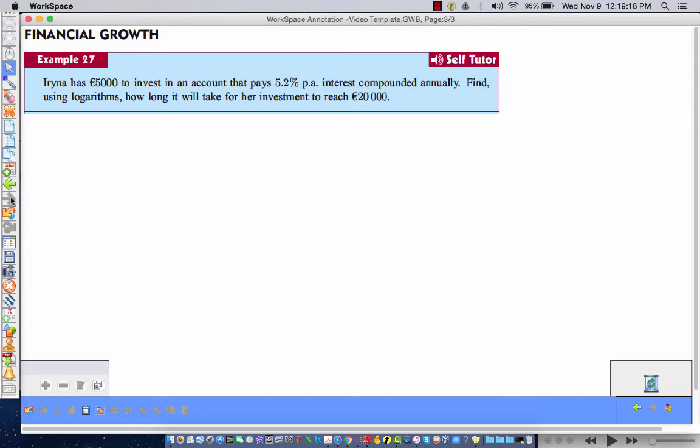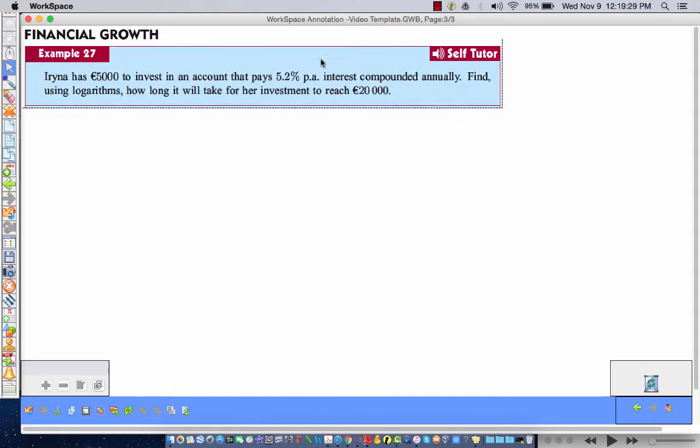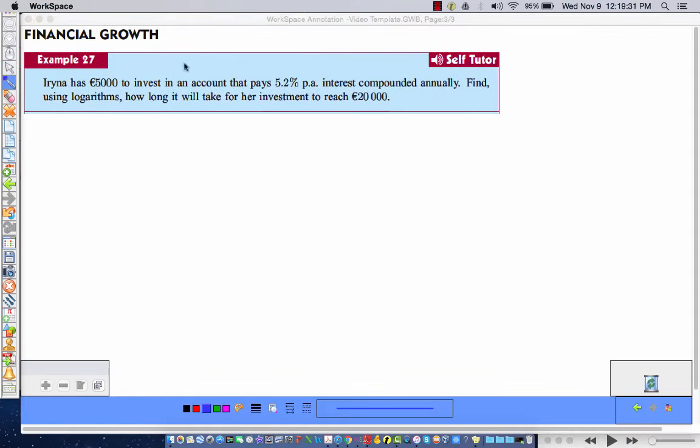We got 5,000, I think that's pounds, to invest in an account that pays 5.2% per annum. So that's per year, compounded annually. Oops, I don't have my pen. So PA is per annum, and of course annum means year. Okay, and it's compounded annually. Find using logarithms how long it will take for the investment to reach 20,000.